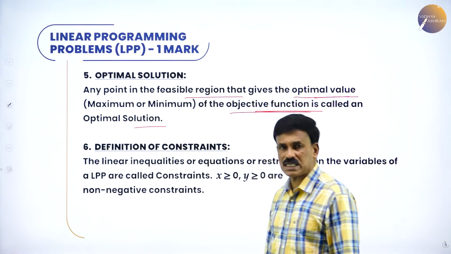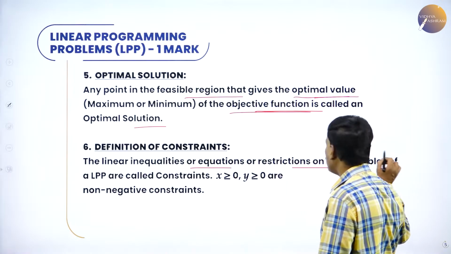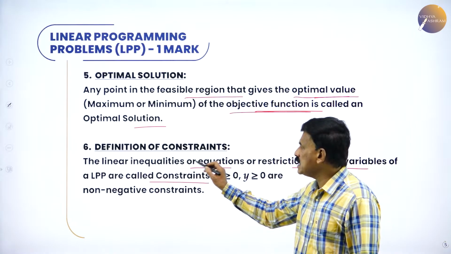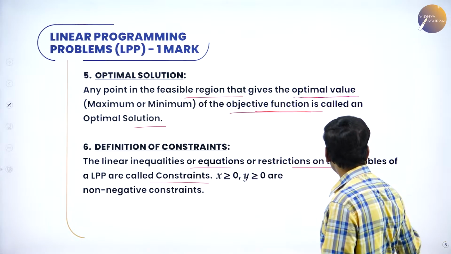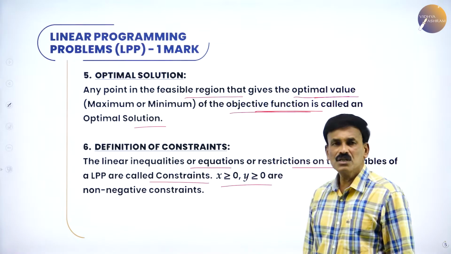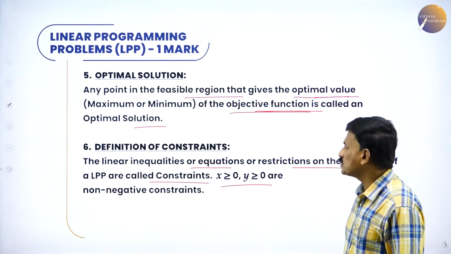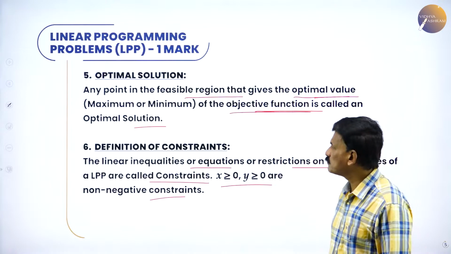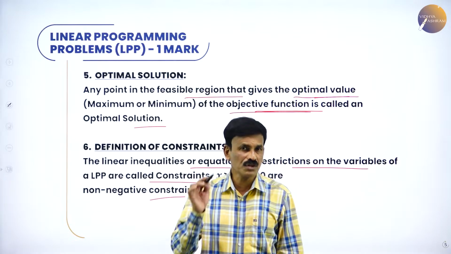What is the definition of a constraint here? The linear inequalities or equations or restrictions on the variables of a linear programming problem are called the constraints. Here the constraints we are usually using are x is greater than or equal to 0 and y is greater than or equal to 0, which are the non-negative constraints. These are a few definitions. So you may expect one definition for the point of examination for 1 mark.